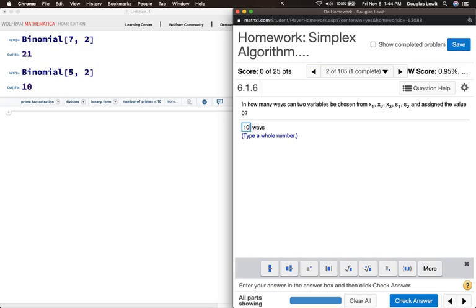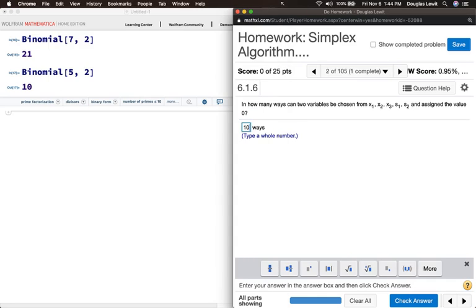10 ways. So there are 10 different ways that you can choose two variables from a set of 5 variables and assign them the value of 0.